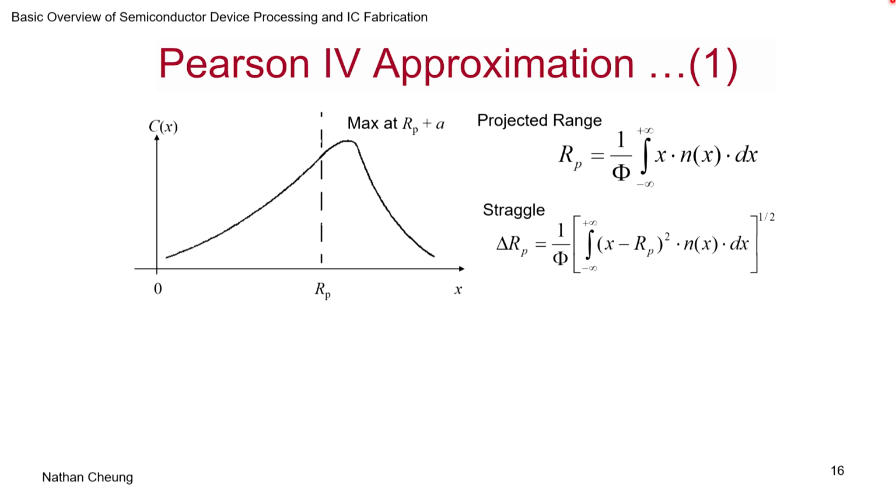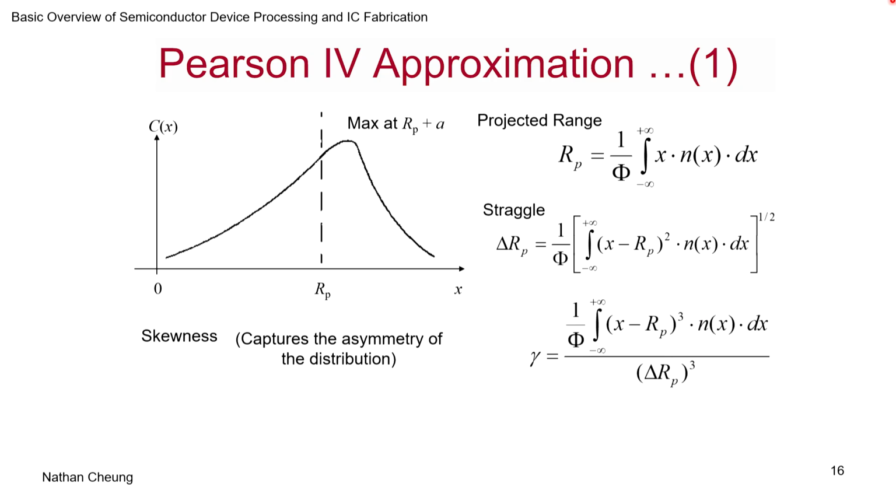Supposing this is the thing, projected range, you take the first moment, RP. Straggle is the second moment, or the variance, or the standard deviation. If you take the square root, you are taking delta RP, not RP square, delta RP, so it's standard deviation. Then the skewness is captured by the third moment. Notice that x minus RP whole cubed times the concentration times dx, that is being integrated. So this is why it is third moment. Of course, finally it should have units of distance, so you will get that.